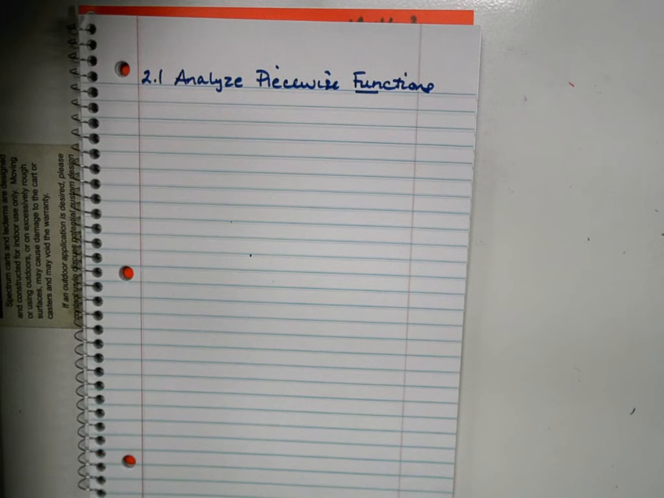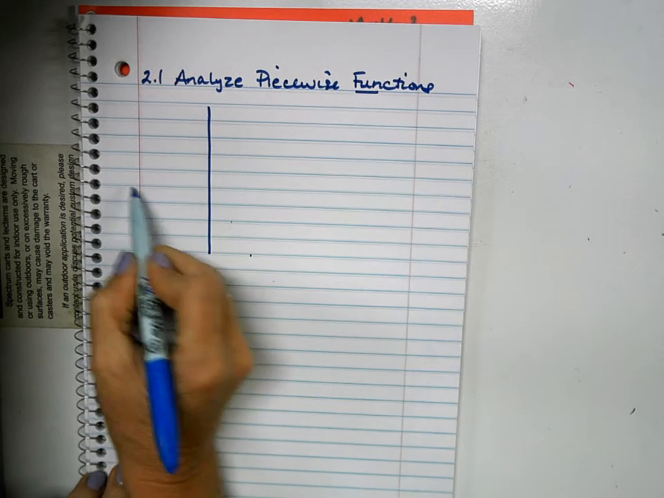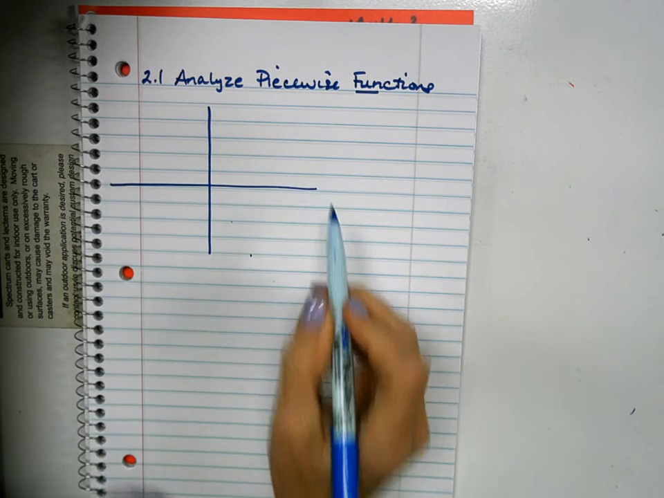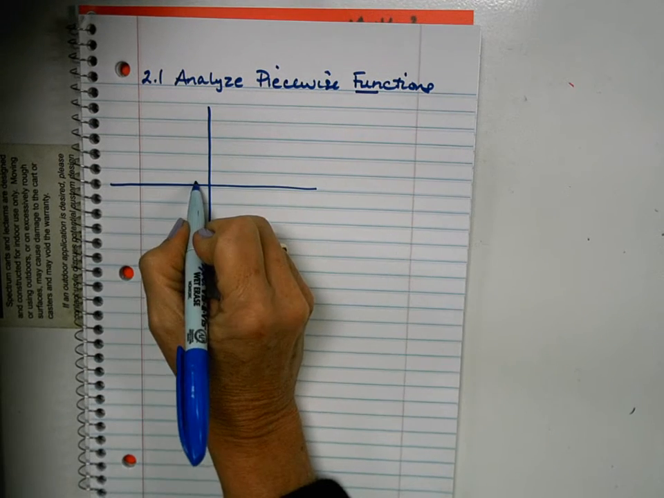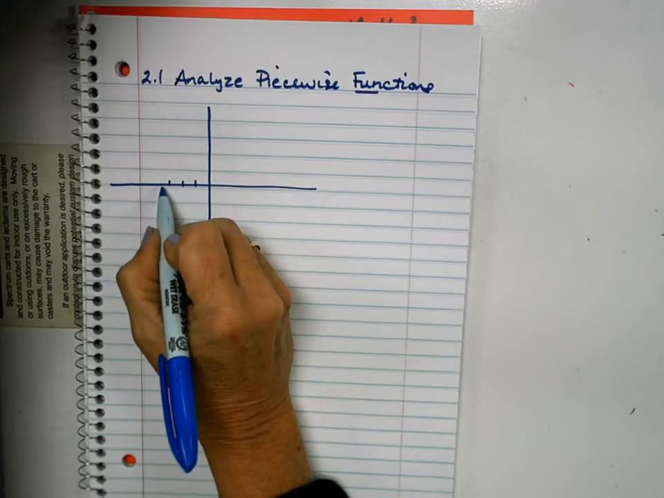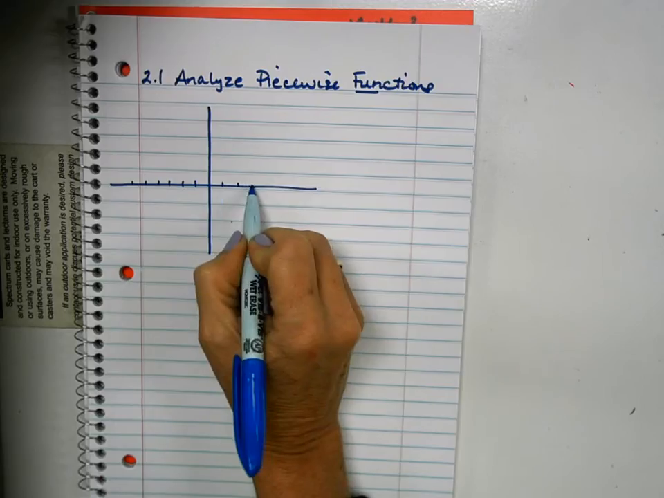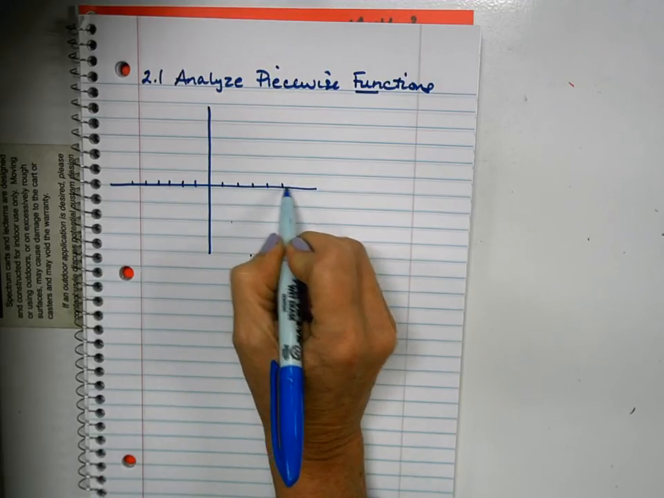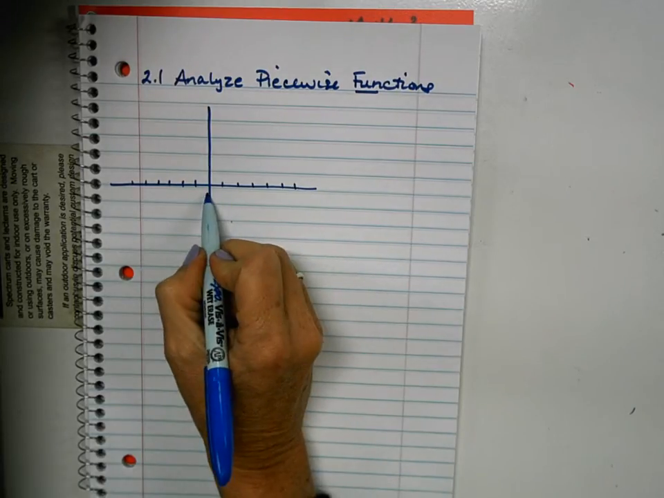Okay, so we need to start with a graph. So would you set up an x and a y axis here? On the x-axis, I would like for you to go from -6 to +6. So count off 6 in both directions. And on the y-axis, let's go just -4 to +4.